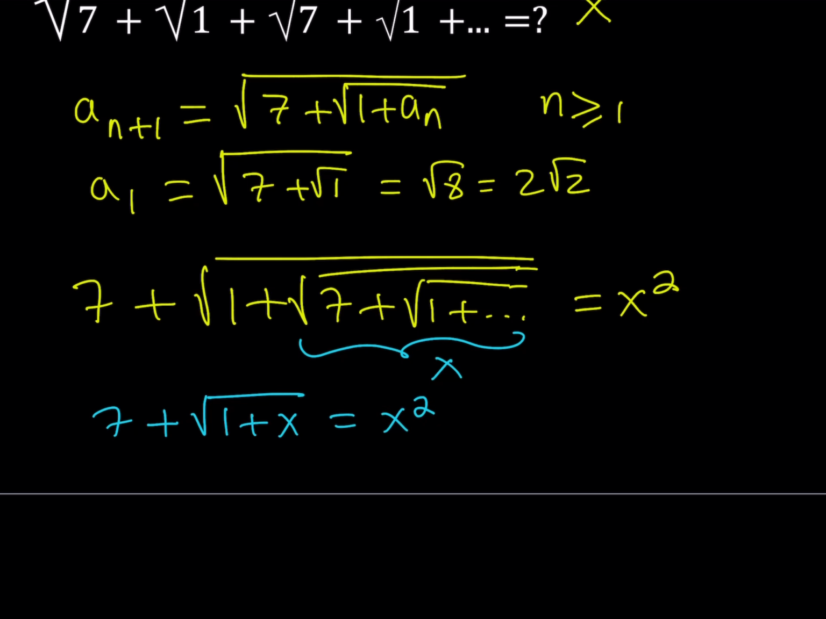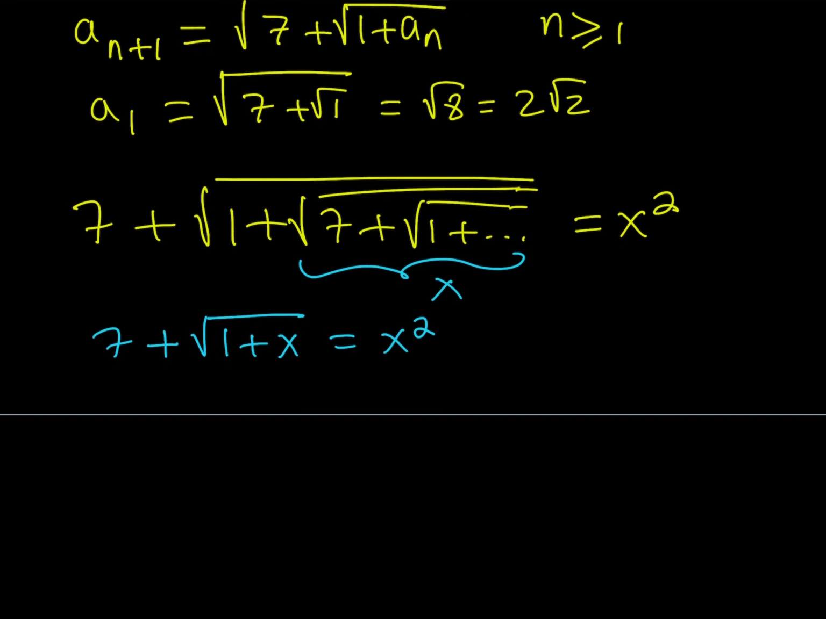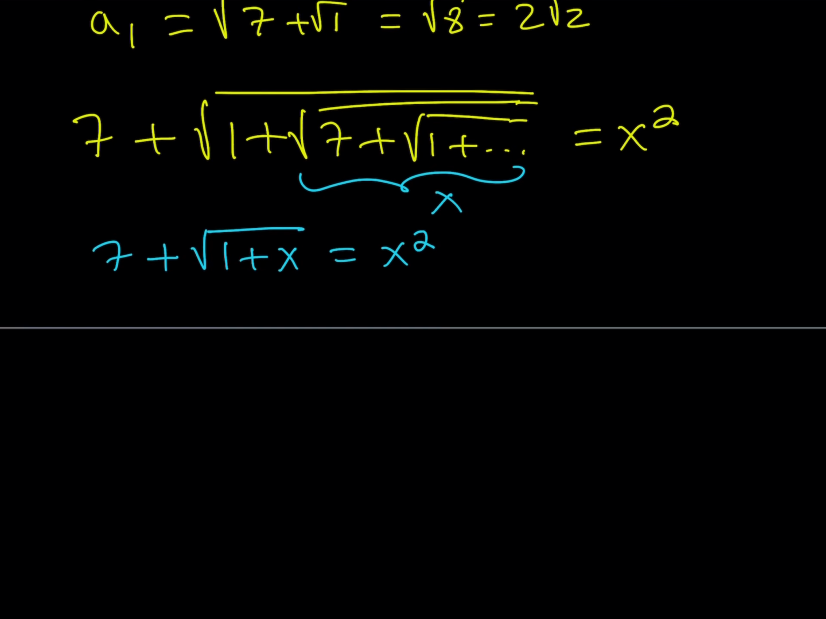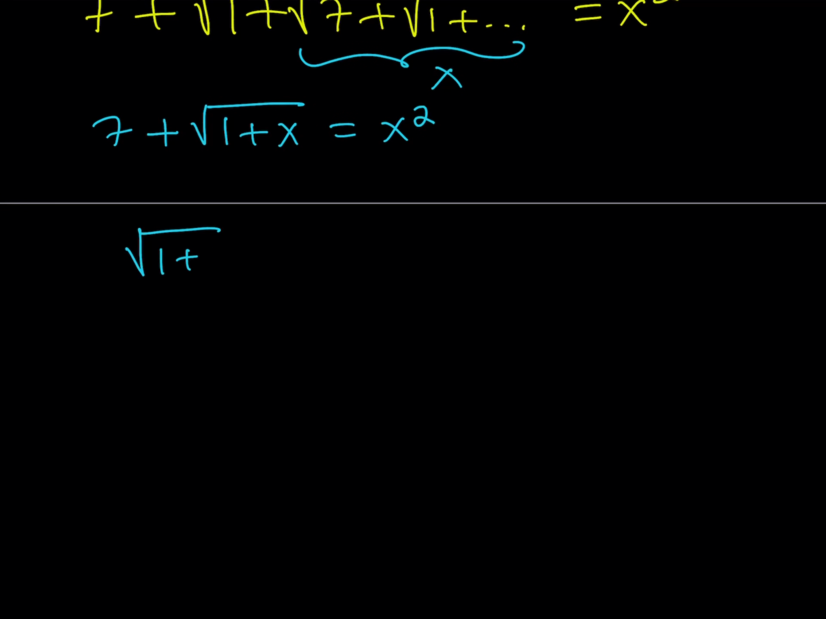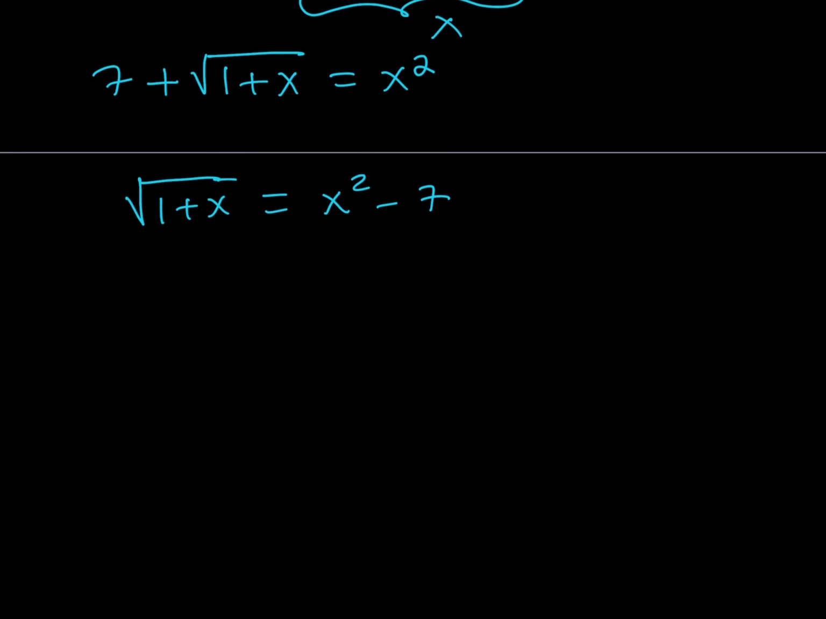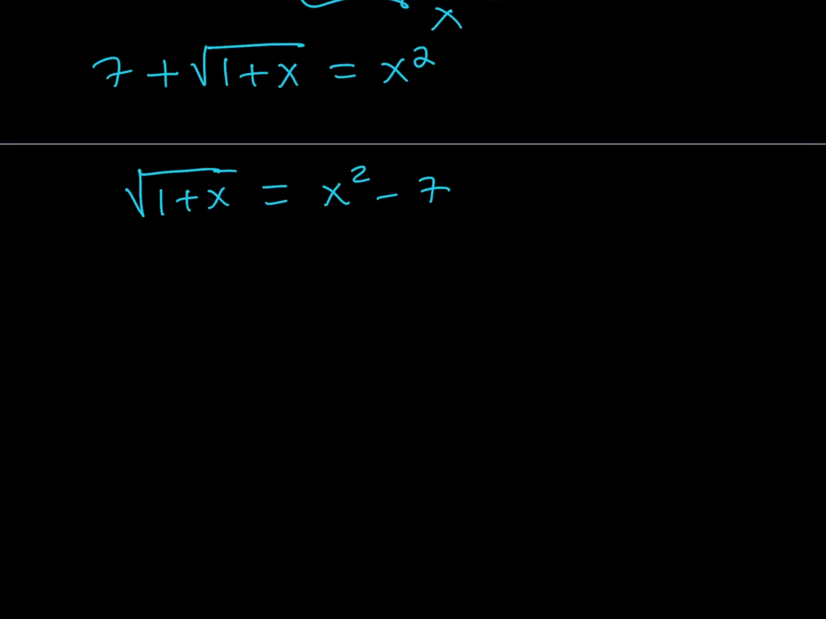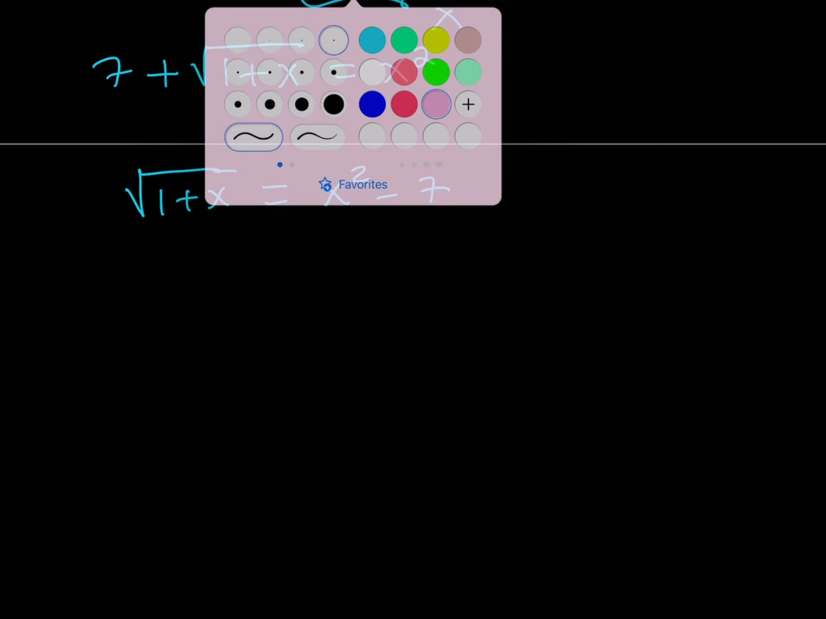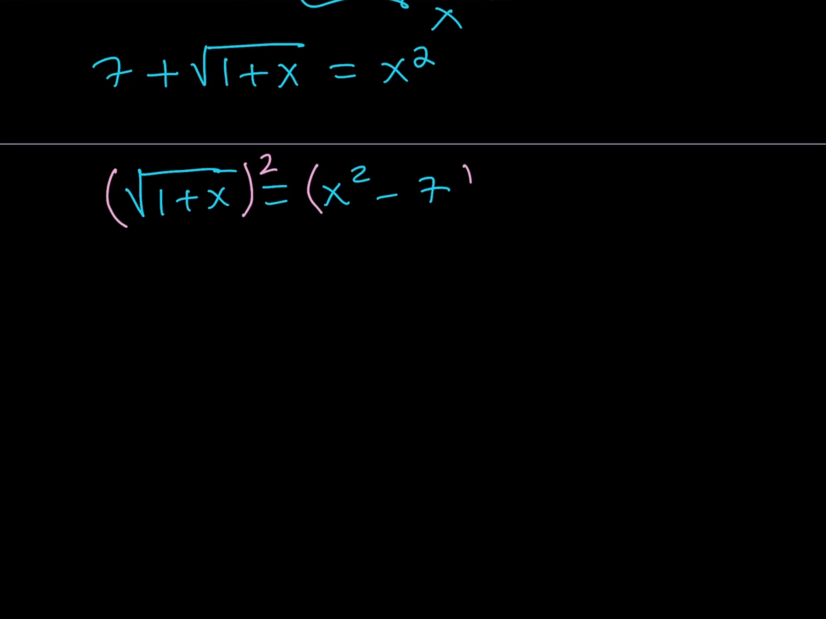Obviously, we didn't get a quadratic like in the other simpler case. We're going to be getting a quartic equation from here. But let's go ahead and isolate the radical first. The square root of 1 plus x can be written as x squared minus 7. And at this point, you might be guessing the solution. That's fine. We're just going to look at it from a more algebraic standpoint. Okay, let's square both sides. That should give us 1 plus x equals x to the 4th power minus 14x squared plus 49.